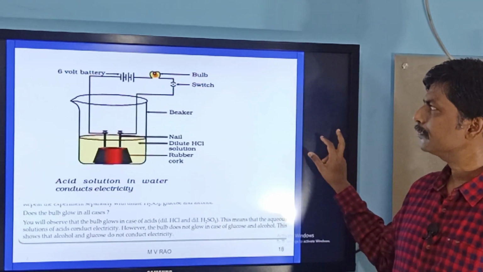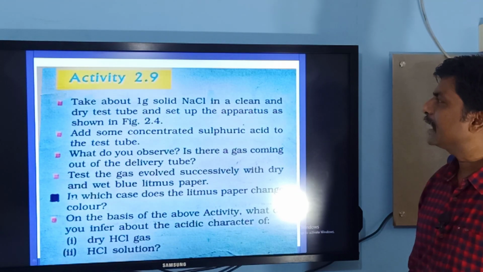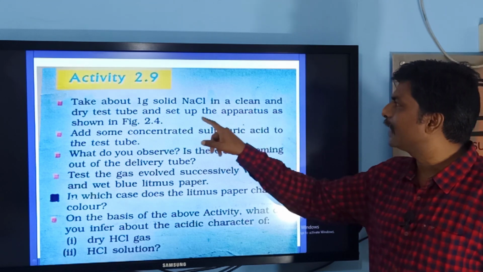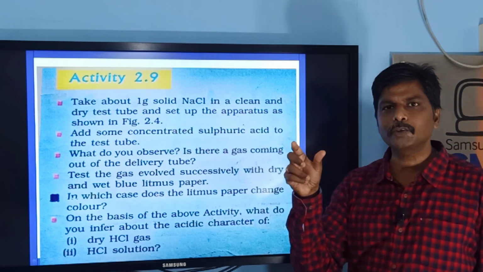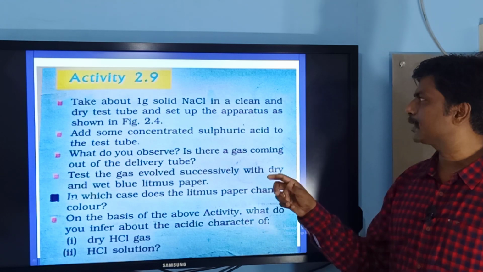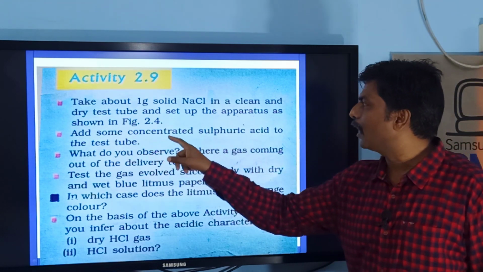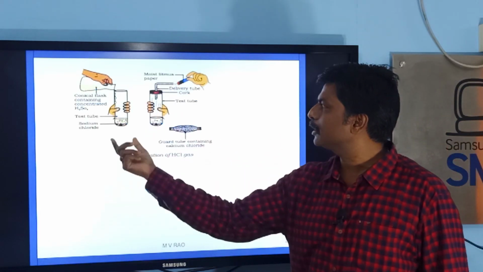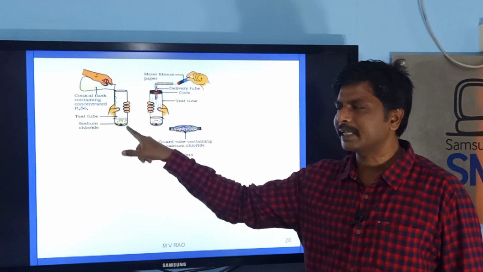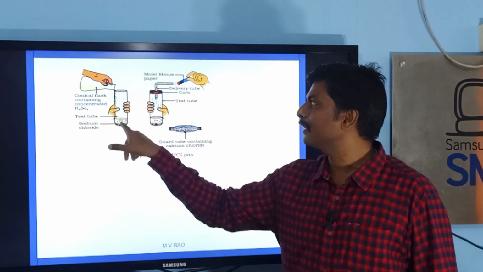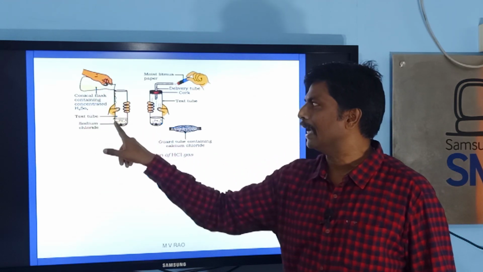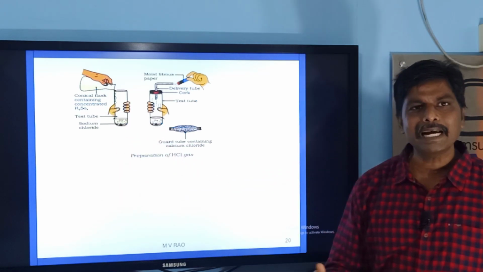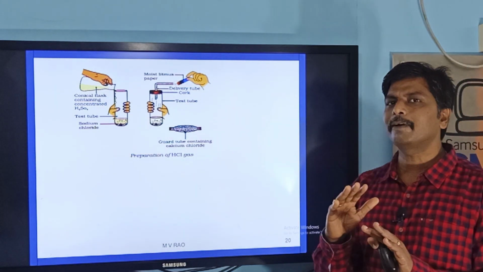Next, activity 2.9. In this activity, take about 1 gram of solid sodium chloride in a clean and dry test tube. After that, add some concentrated sulfuric acid to the test tube. Like this, you take one test tube. In this test tube, sodium chloride is taken. To this, add concentrated sulfuric acid. After adding concentrated sulfuric acid to NaCl, the reaction between NaCl and H2SO4 will take place.